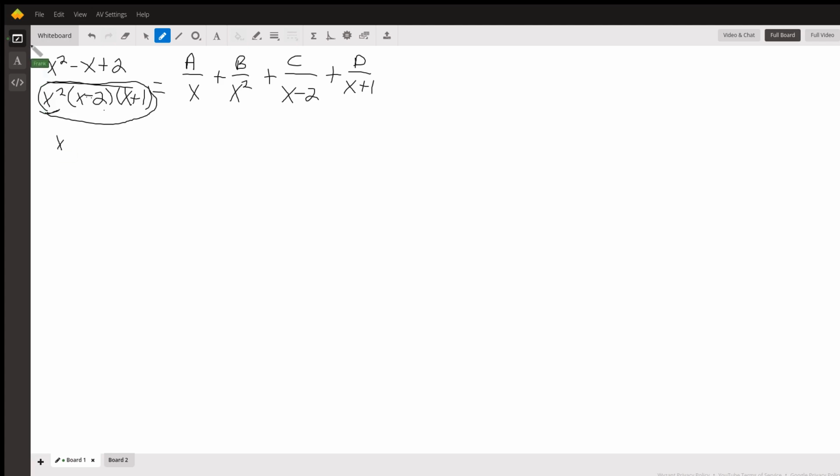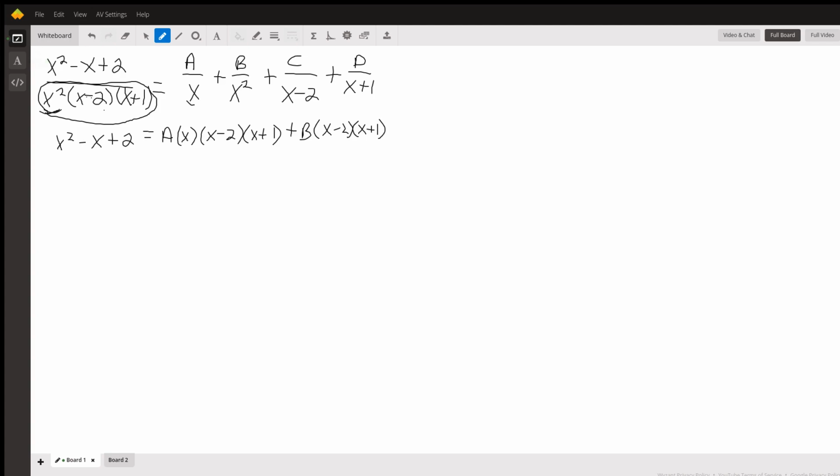And what is left will be x squared minus x plus 2. On the right side, this x in the denominator will cancel with one of the x's in x squared. It'll just be A times x times (x minus 2) times (x plus 1). And then plus B times, the x squared will cancel out, so it's just (x minus 2) times (x plus 1).